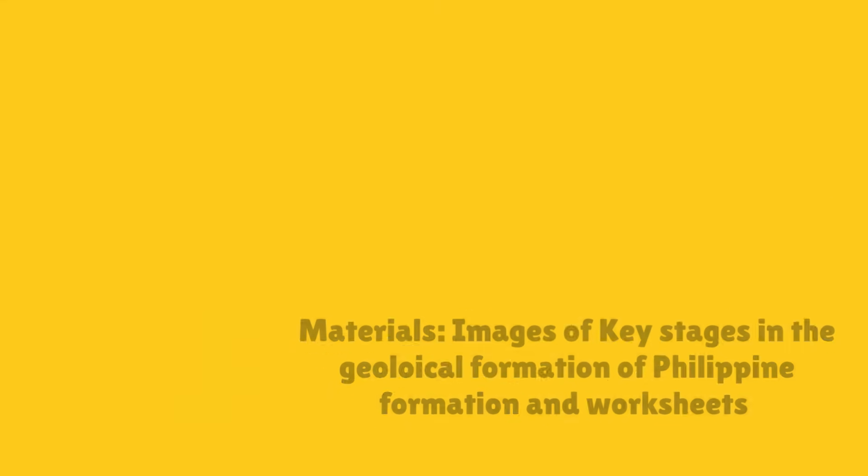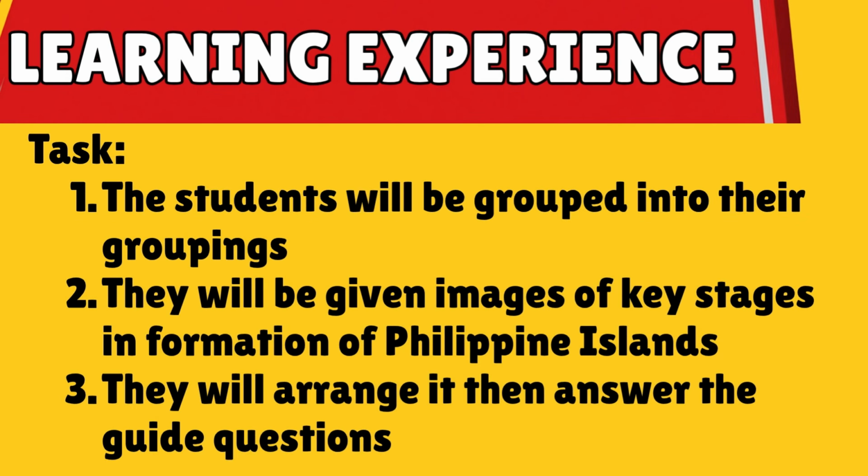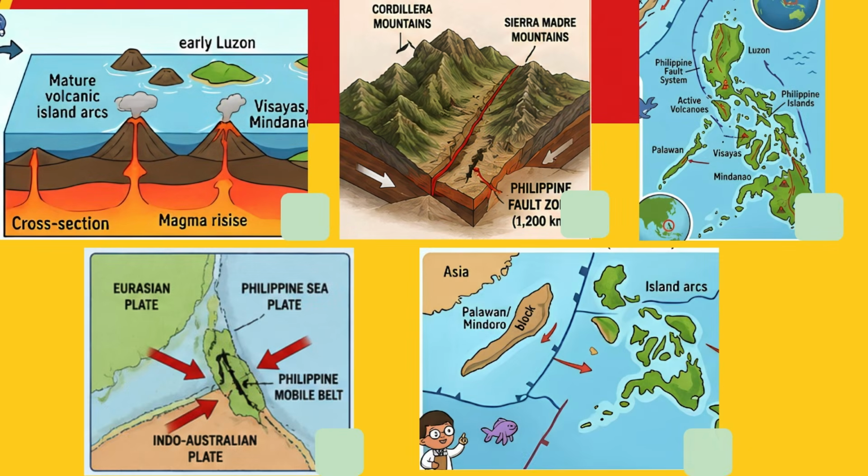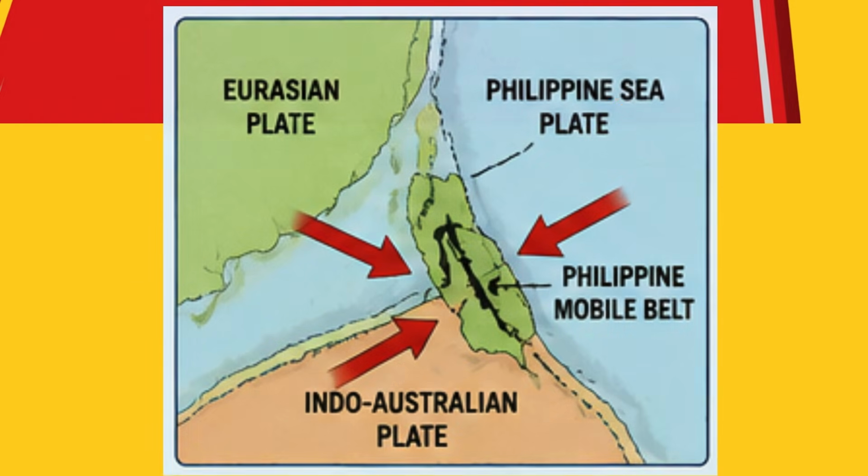worksheets. Your task: first, the students will be grouped into their groupings. Second, they will be given images of key stages in the formation of the Philippine islands and they will arrange them, then answer the guide questions. So these are the images that the students will arrange. And now for the guide questions for each photo. First is the image of the three plates colliding.